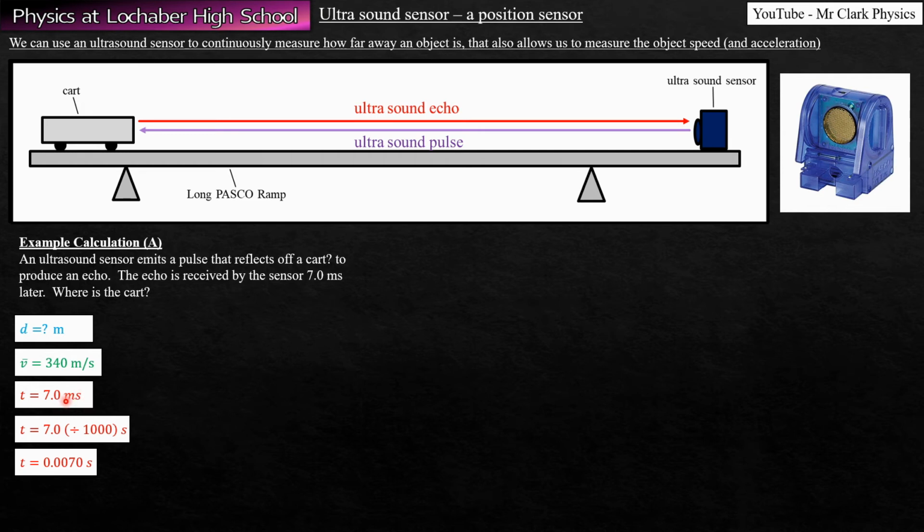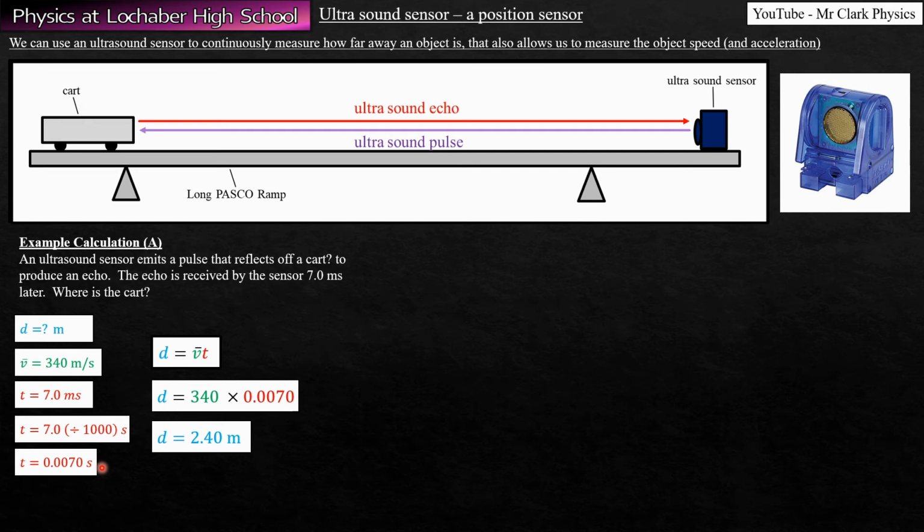to get rid of this milli. Millis are a prefix, and all prefixes mess up the units for our calculations, so before we even write down the equation, we get rid of those. Milli means 1,000th, or divide by 1,000, so I can swap milli for that, and then 7 divided by 1,000 is this number here. I can then put things into the equation, and the number works out to be about 2.40 meters.